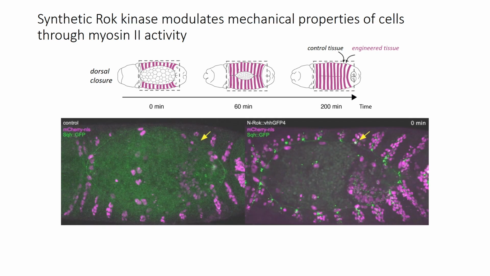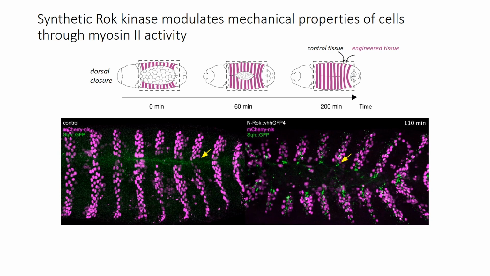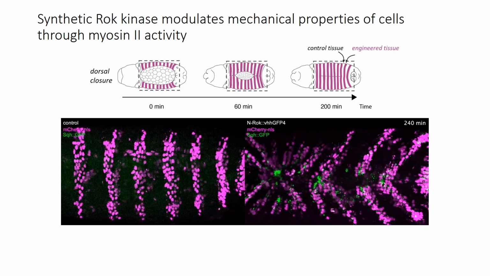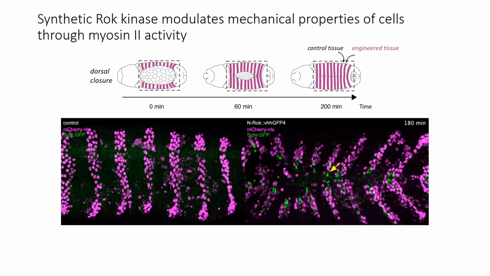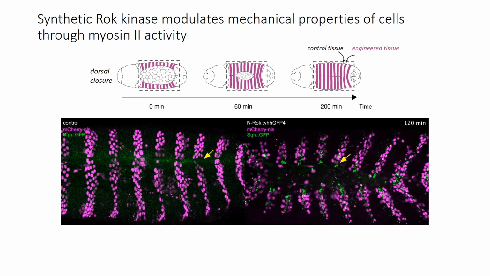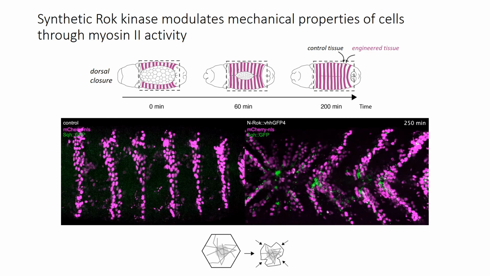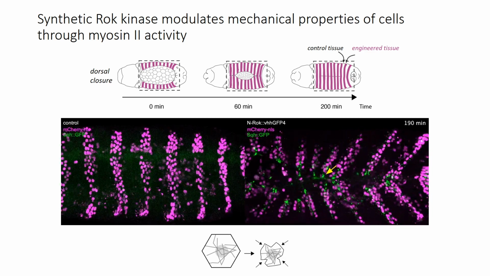Here you can see the videos showing a control embryo on the left side and an embryo expressing engineered Rok kinase in stripes on the right, and I hope you can notice the altered distribution of squash-GFP in the embryo expressing engineered kinase, leading to the formation of large clusters, disruption of the actomyosin cable, and a defective closure. Therefore, our tool allowed also to address the importance of balance between contraction and stretching for proper development of the embryo.